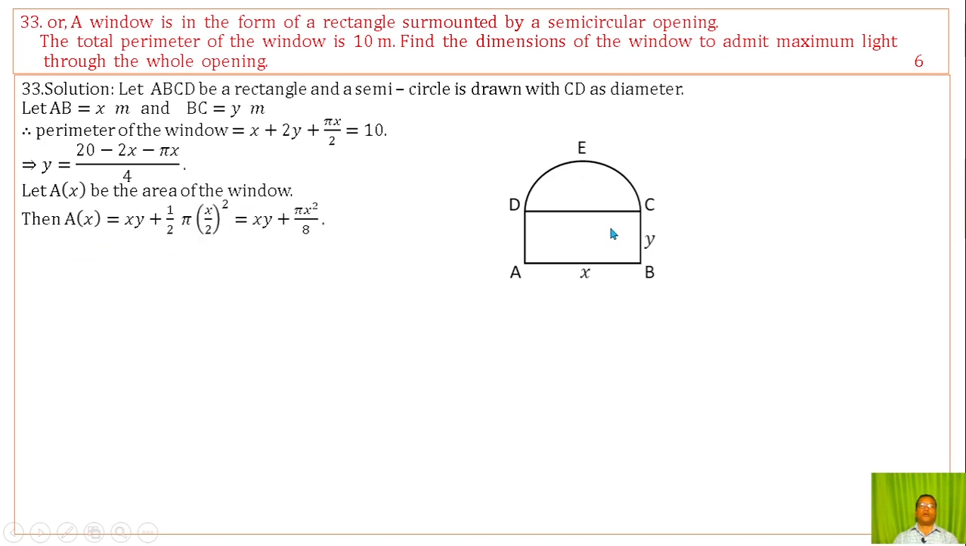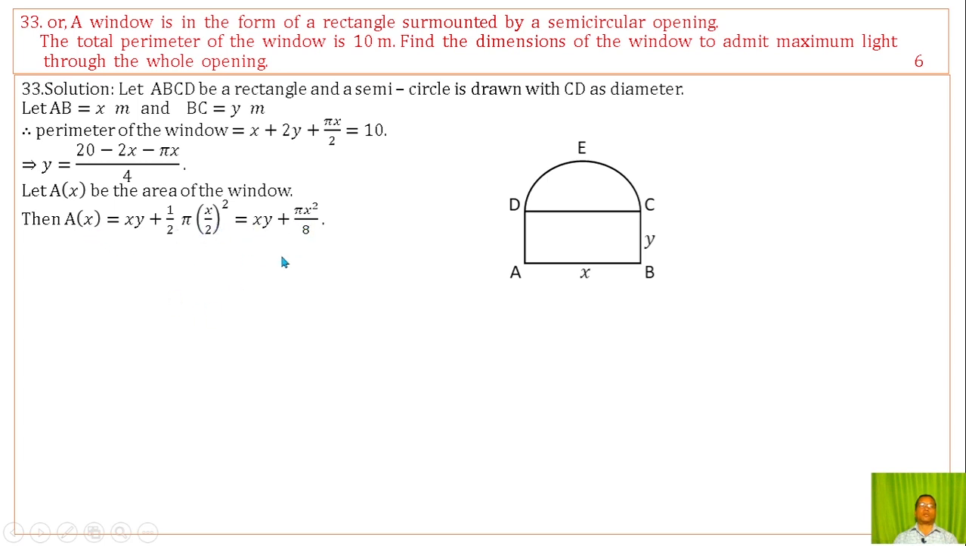Then the area is the rectangle's area, length into breadth, xy, plus the semicircle's area. The area of a circle is pi r squared, so for the semicircle it is half of pi r squared, where the radius is x by 2. That is, we have this.